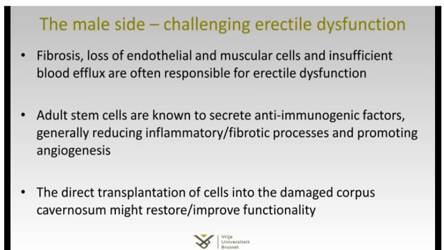So what is the rationale for stem cell transplantation in erectile dysfunction treatment? As I said, fibrosis and loss of endothelial and muscular cells are the hallmark of erectile dysfunction. From the other side, adult stem cells are known to secrete anti-immunogenic factors, and they generally reduce inflammation and the fibrosis process, and they promote angiogenesis. On top, they can differentiate into many different cell types. So in theory, the direct transplantation of the cells into the damaged corpus cavernosum should restore or at least improve the functionality of the organ.